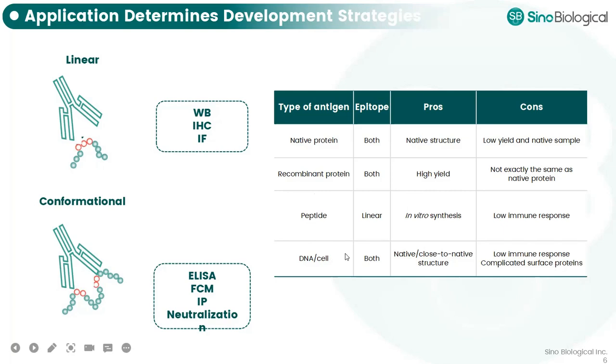We can also use DNA or cells. This type of antigen can produce antibodies recognizing both linear and conformational epitopes because they contain the native or close to native structures. But DNA or cells also have the problem of low immune response. And sometimes cell surfaces have complicated surface proteins, which create challenges for the screening part.